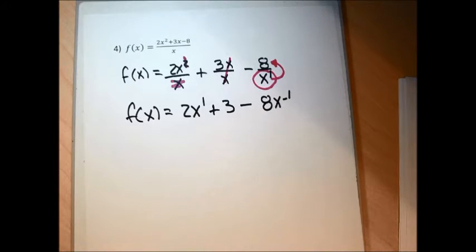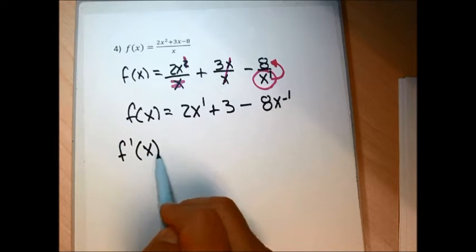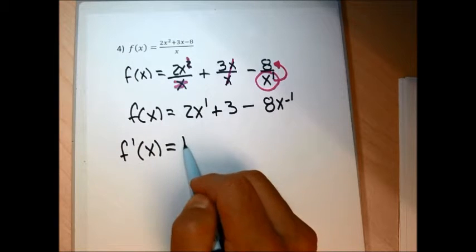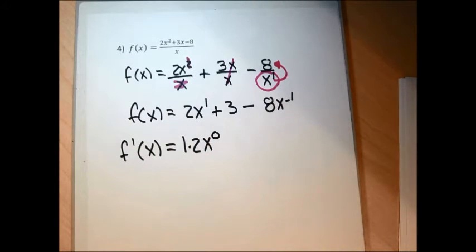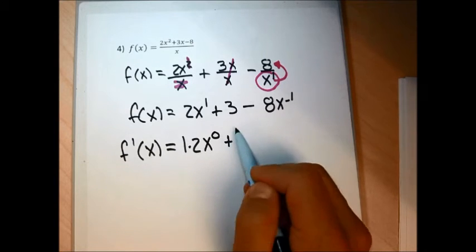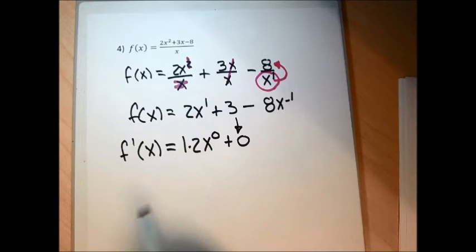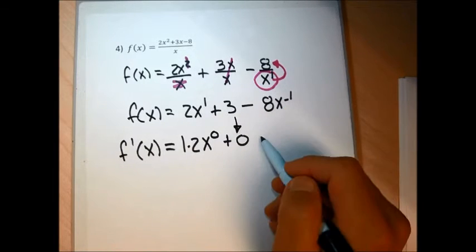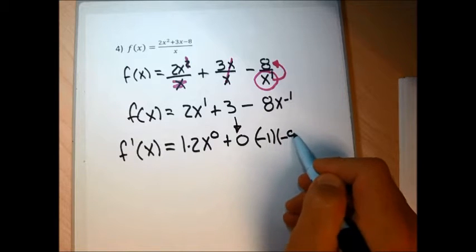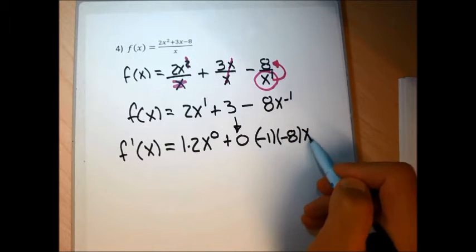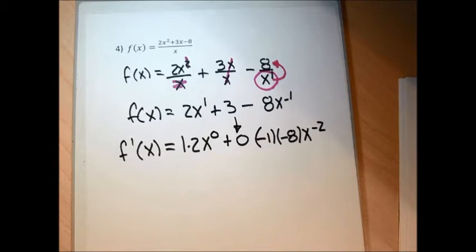Now I'm going to take the derivative. Since I have the x's out of the denominator, I'm going to do f prime of x. For the first one, I'm going to go 1 times 2, lower the exponent to 0. The middle piece has the derivative of 0 because it's constants. Constants have the derivative of 0. And then the third piece, I'm going to take the exponent minus 1, multiply it by the minus 8 that's already there, lower the exponent by 1. Minus 1 minus 1 is minus 2.